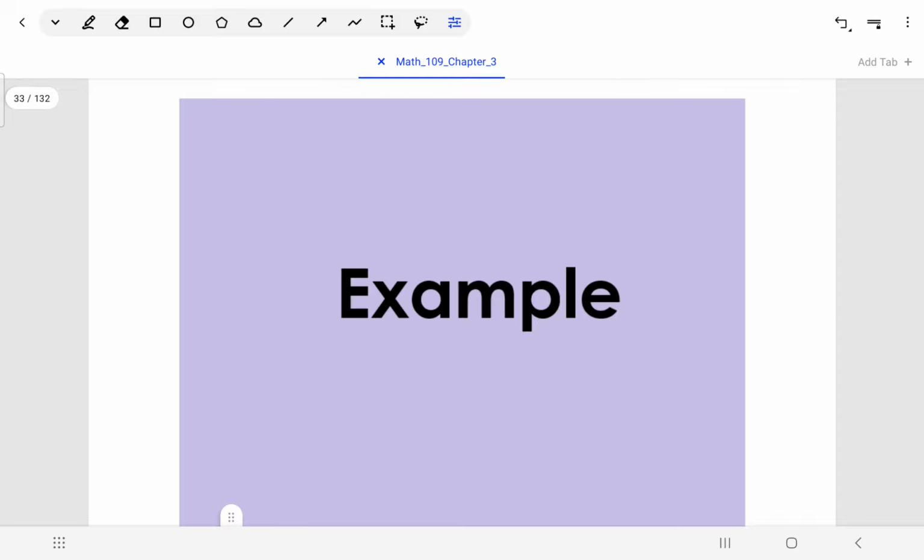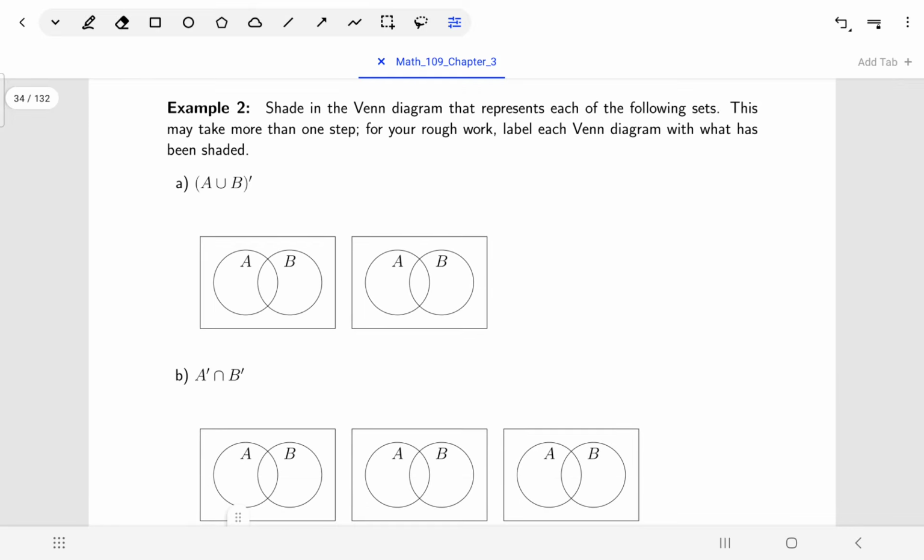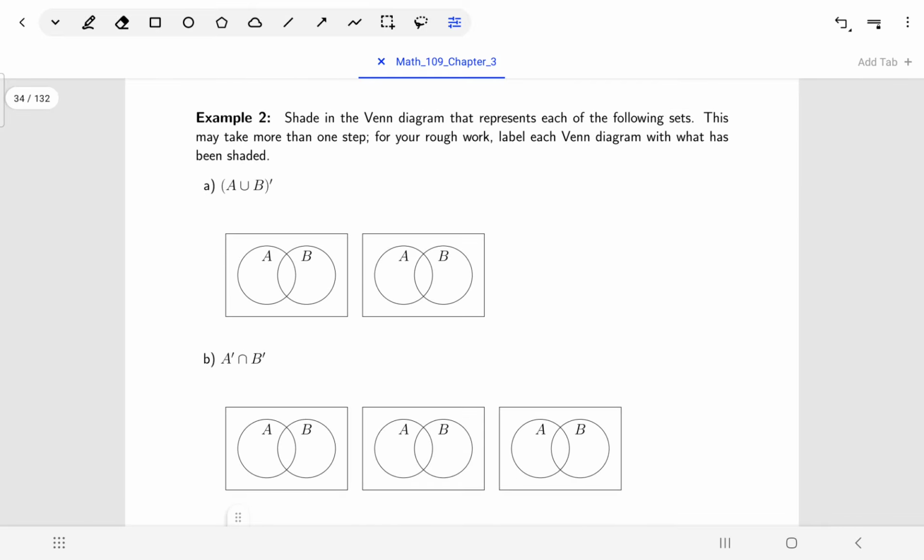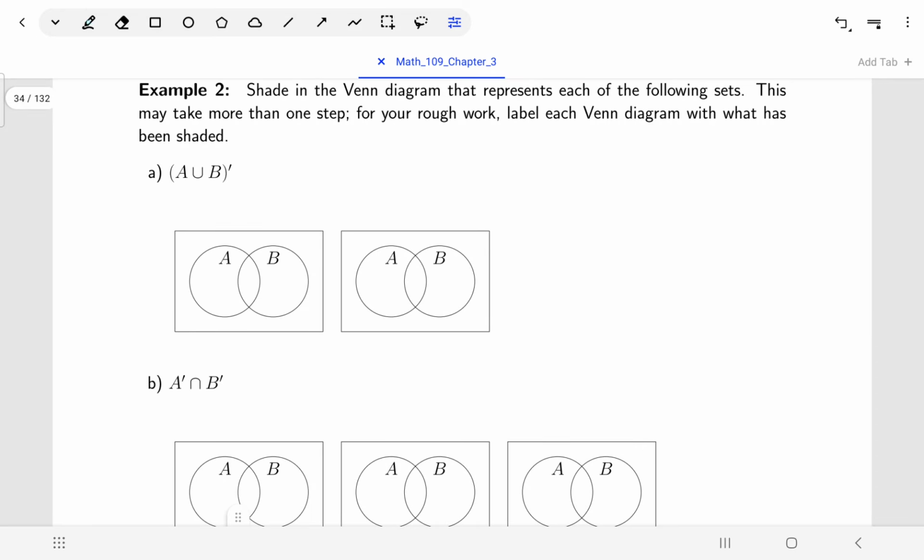All right, let's do another example. This time we're going to do the reverse: we've got an expression, and we'd like to shade things in our Venn diagram. I'm going to need to do the same breaking things down into steps that I did before when I was listing elements. So for something like A union B complement, I'd first need to know where A union B is. And then once I've done that, I can figure out where A union B complement is.